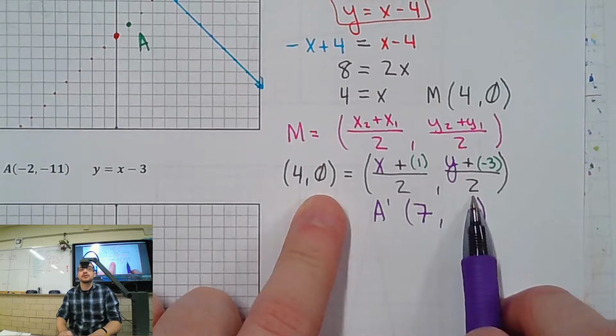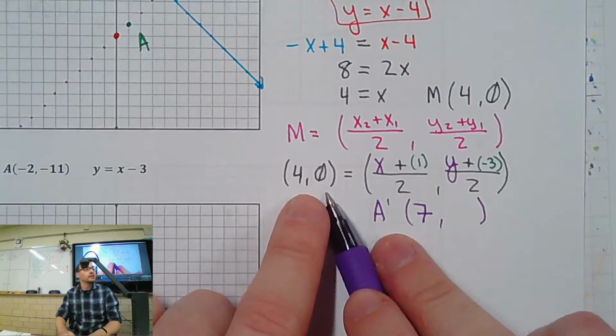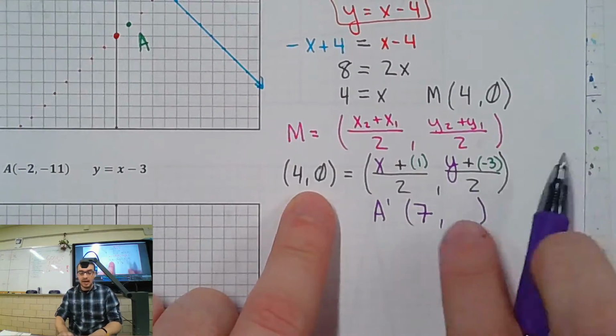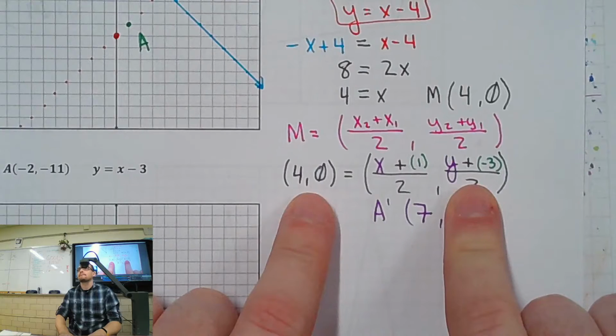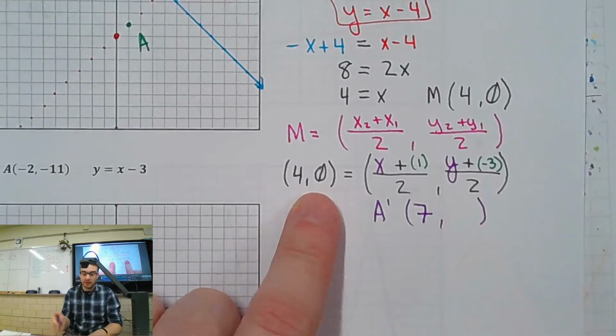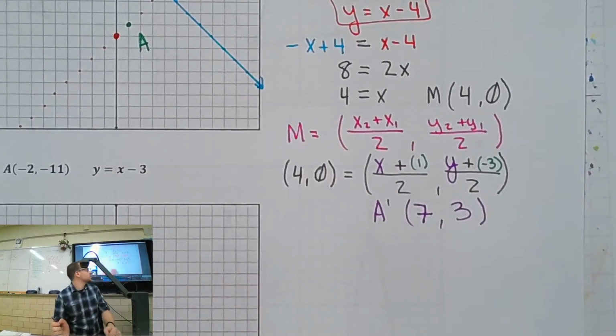How do I get rid of the divides by 2? Double it. Double 0, still 0. How do I get rid of a plus negative 3? Well, plus negative 3 is just a minus 3, right? So I add 3 to 0. What do I get? 3. So A prime should be at 7, 3.